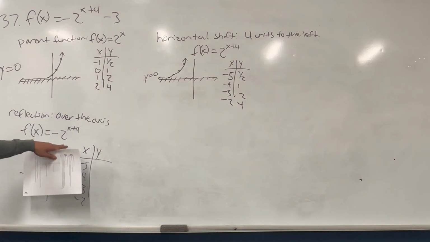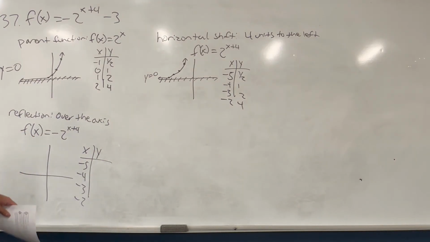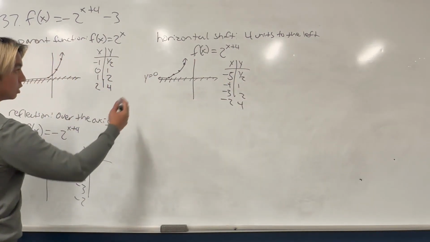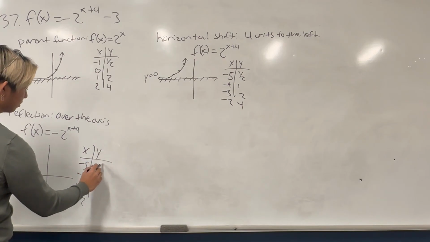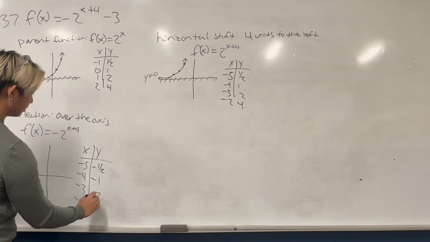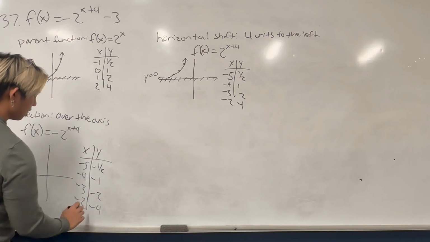Because any value you plug in here would just end up being negative. So I'm going to take the same y values here, right? But just make them negative. So the first one I had was 1/2, so negative 1/2. And then I have negative 1, negative 2, negative 4.